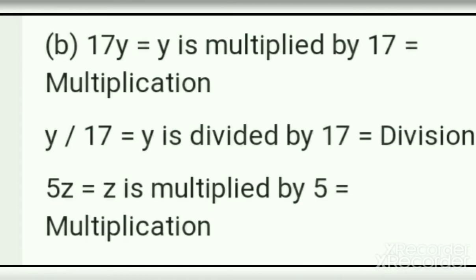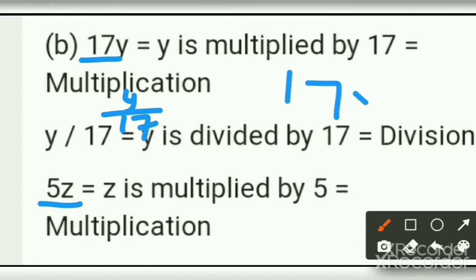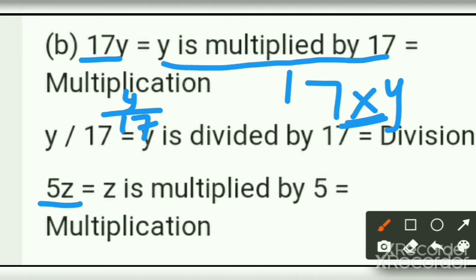B question, we have three questions in that: 17y, y by 17, and 5z. This slash means it is y divided by 17. Now 17y, what does 17y mean? 17 into y. So what is the operation used? Multiplication. And how has the expression been formed? Y is multiplied by 17.